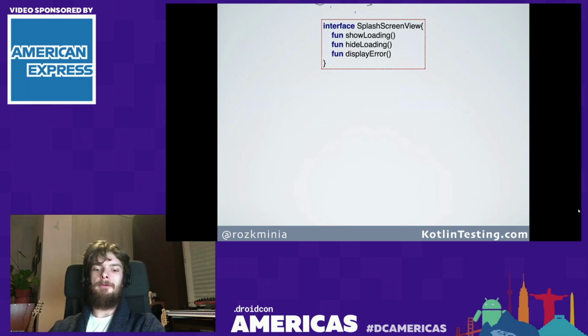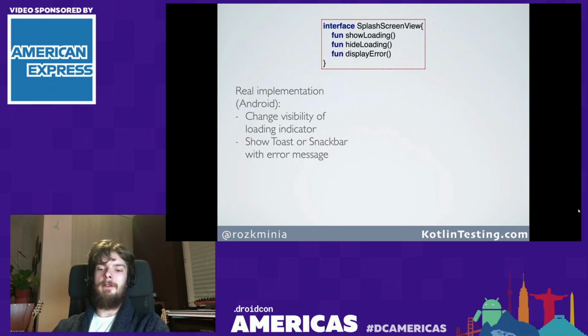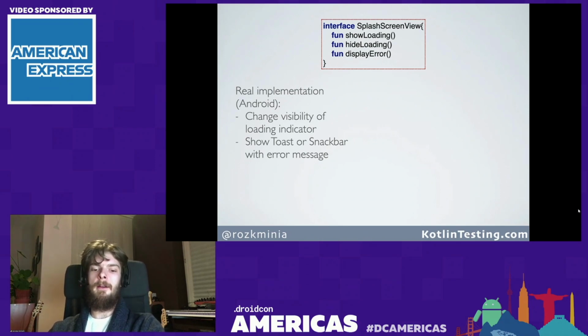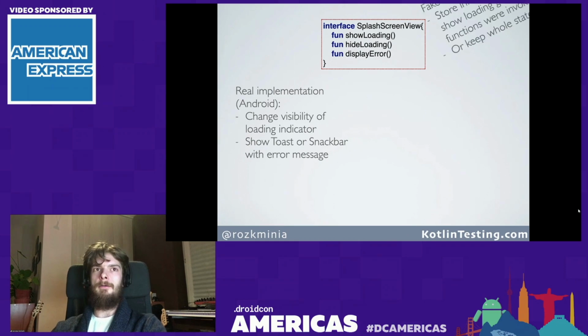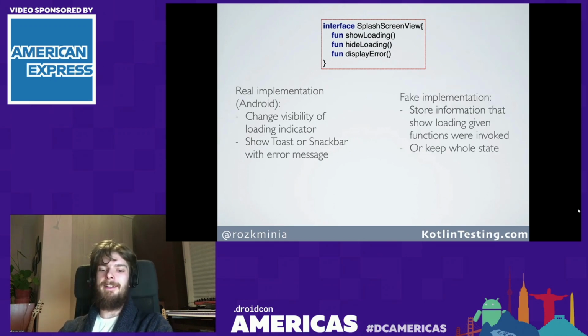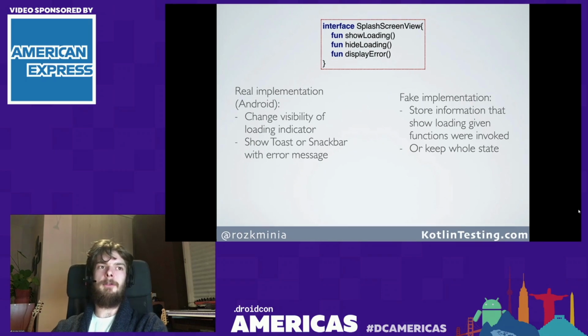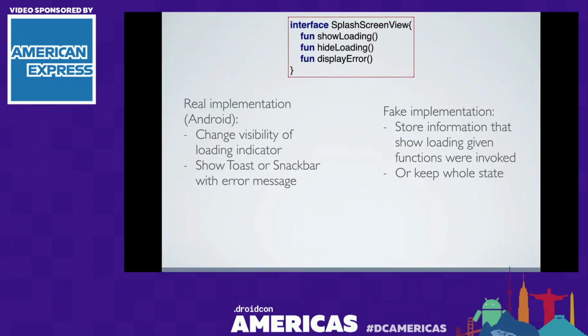Other dependency, view. Android implementation would rely on layout in XML. It would be changing visibility of some loading indicator or trigger snack bar event in fragment or activity. But in unit test, we cannot mock the whole activity or fragment in a convenient way. So in here, we would provide test double, some kind of object that will store information about state of the screen or record information that given function was invoked.